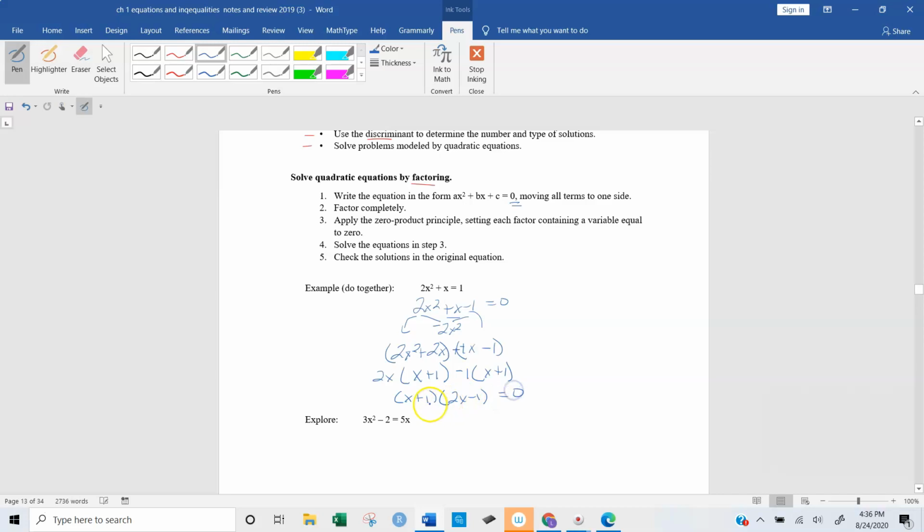This was set equal to 0, so both of these had to be set equal to 0. So x plus 1 equals 0, and 2x minus 1 equals 0. That means x equals negative 1, and x equals, add the 1, divide by 2, 1/2. Plug those in here to make sure that it works. All right, pause and try yours.